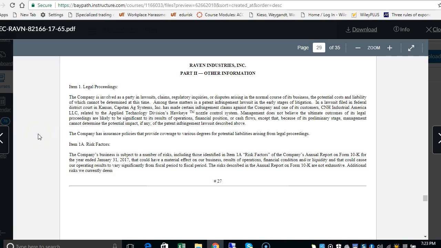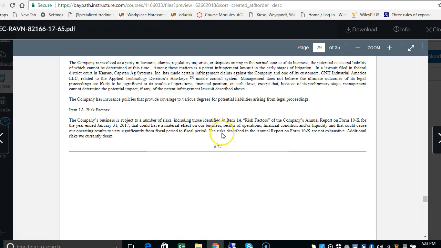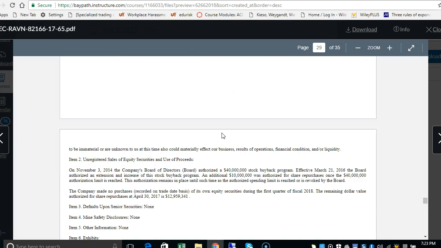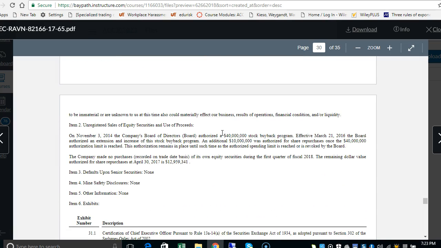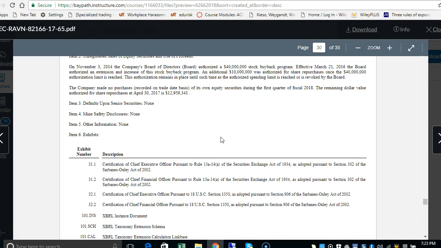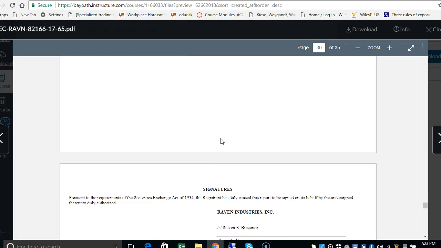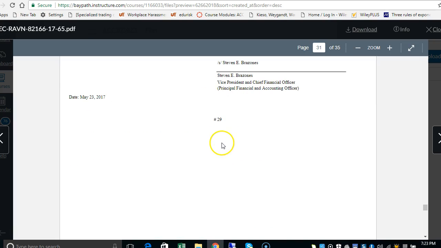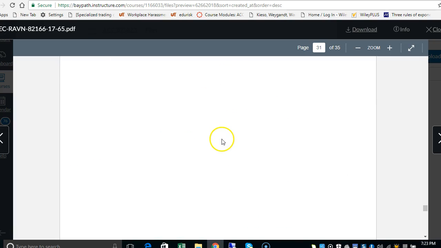They talk about legal proceedings. Companies are party to lawsuits, claims, regulatory inquiries, disputes. Okay, that's where contingencies come in, and the auditors have to review that to see if it's material, and if it needs to be accrued in the income statement and the balance sheet. And then, of course, the end is the signatures.